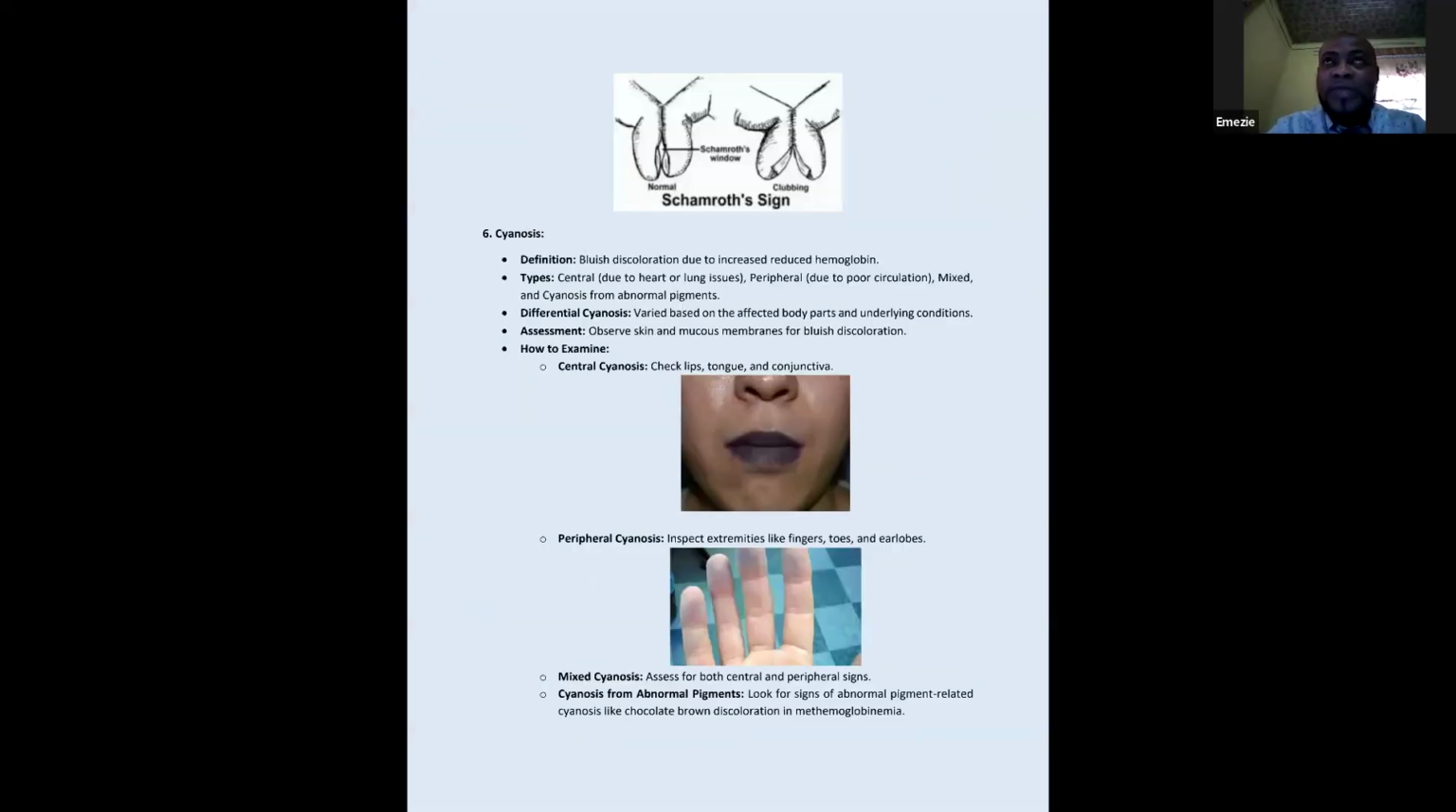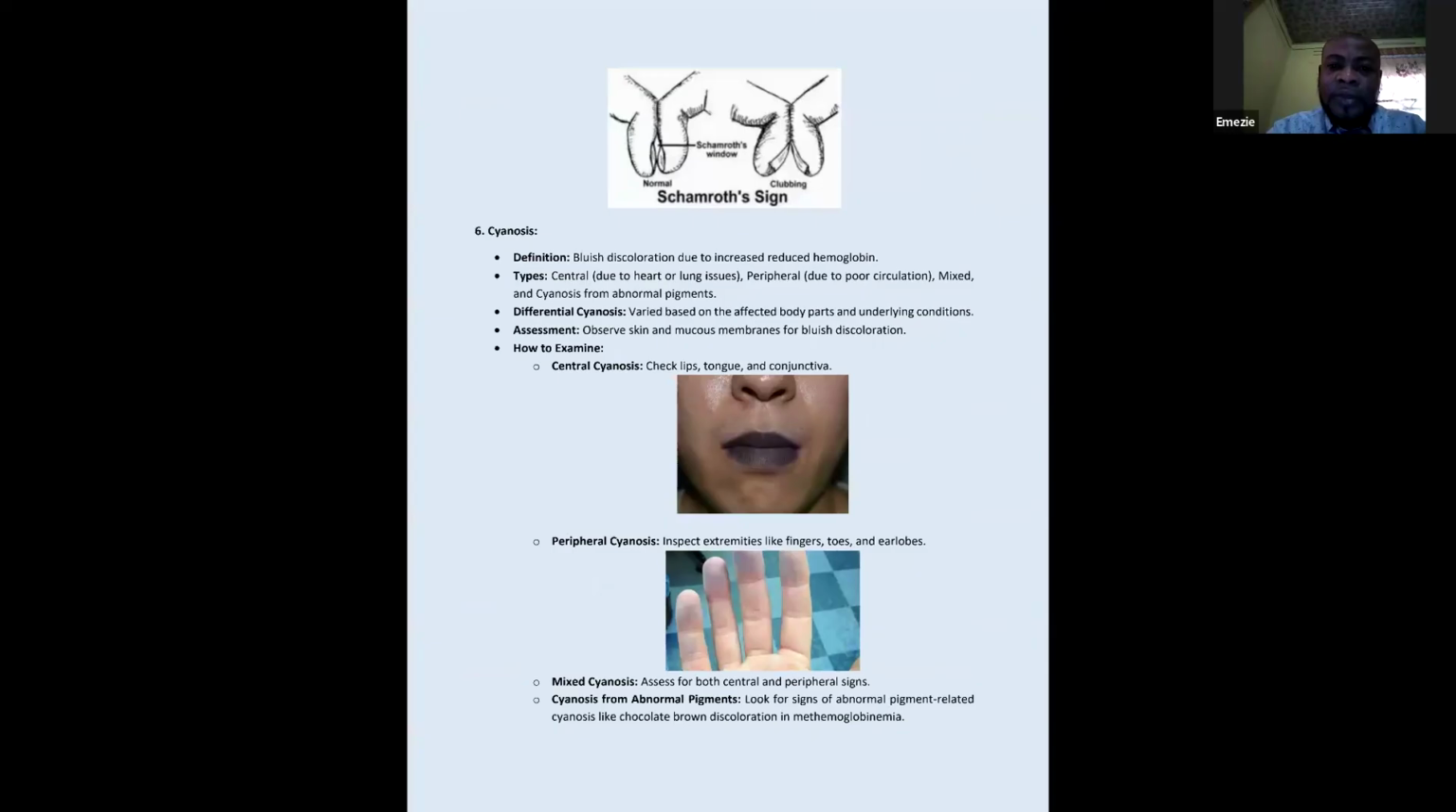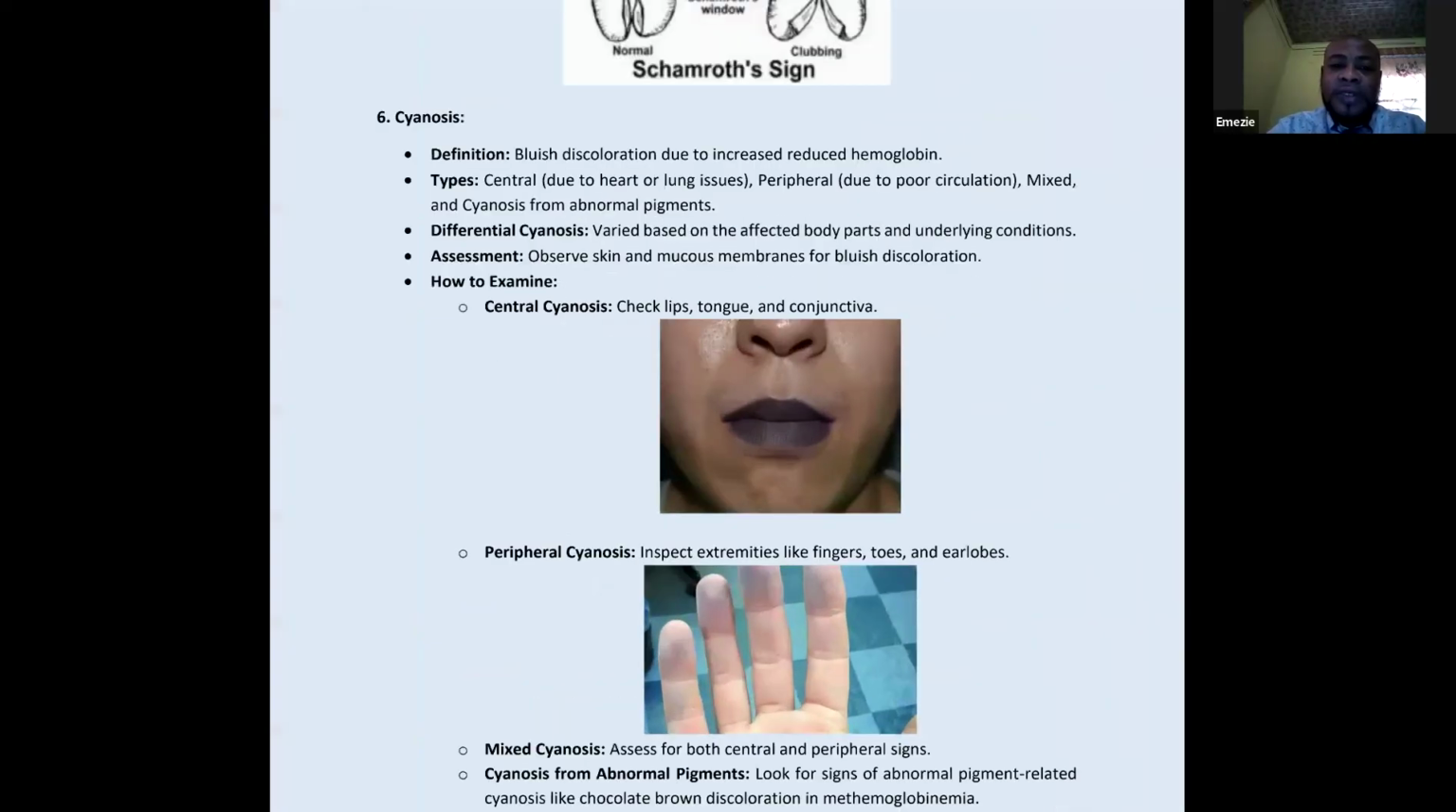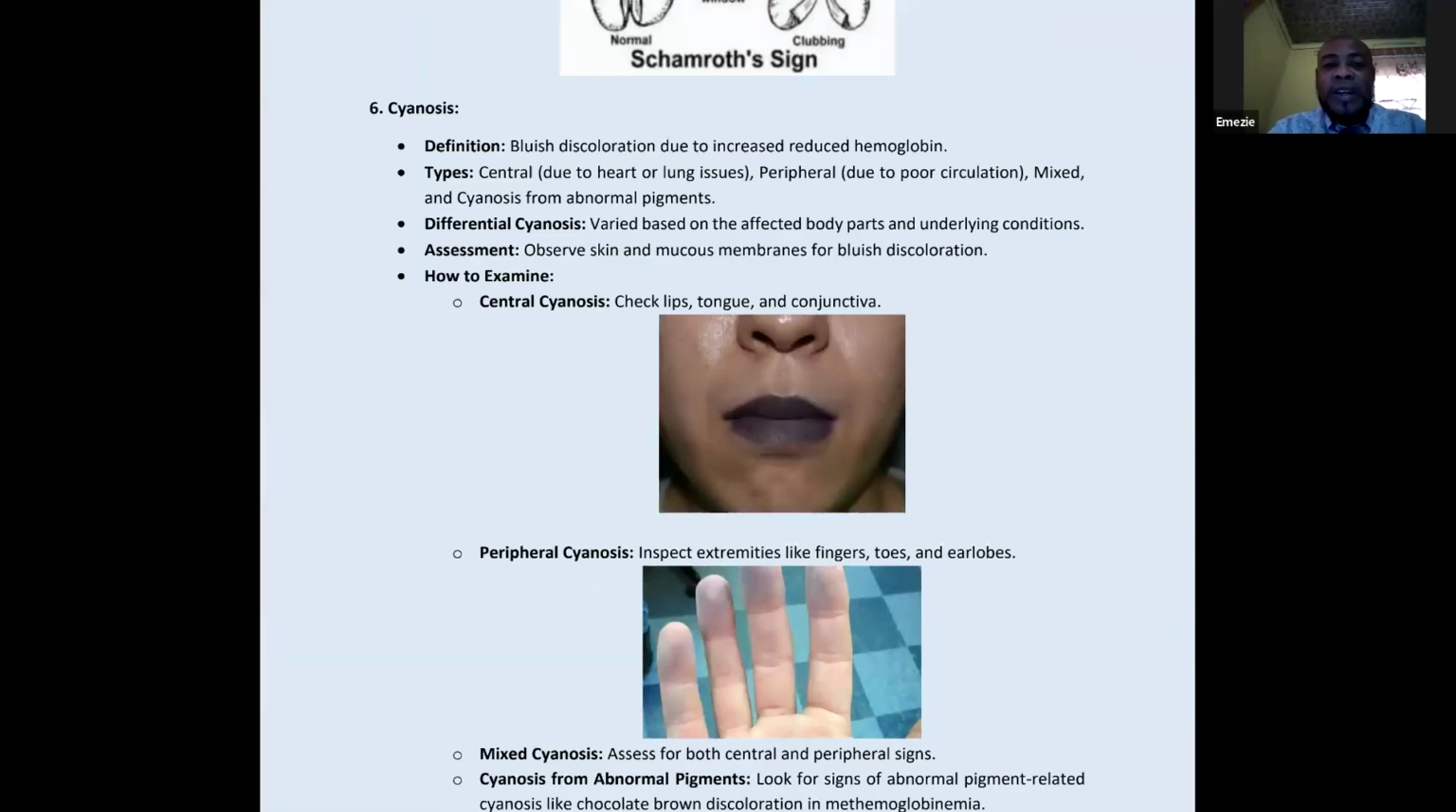How do we check for cyanosis? As you can see in this picture, this woman, what can you see from the picture? The lips are bluish. So when we look at the lips, they become blue instead of having the normal fair color that is supposed to be, or a little bit reddish. So when we see blue lips, we say the person is cyanotic.